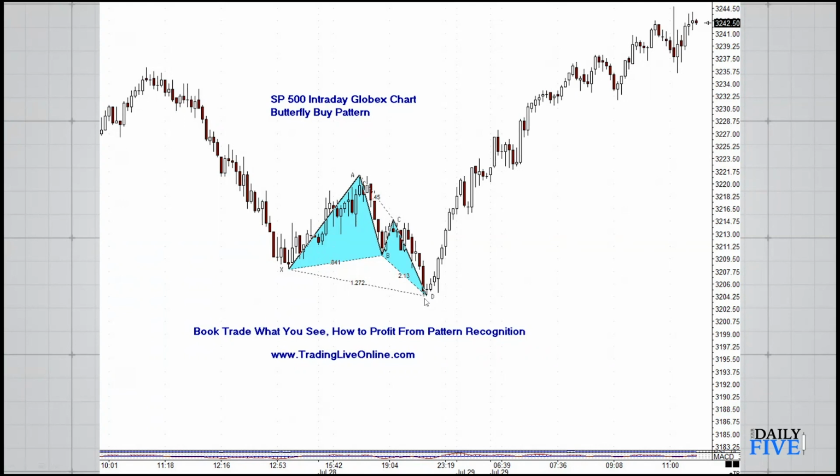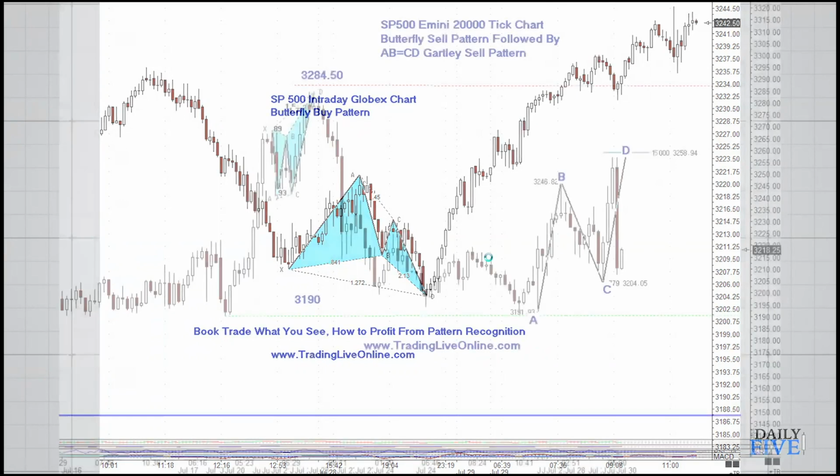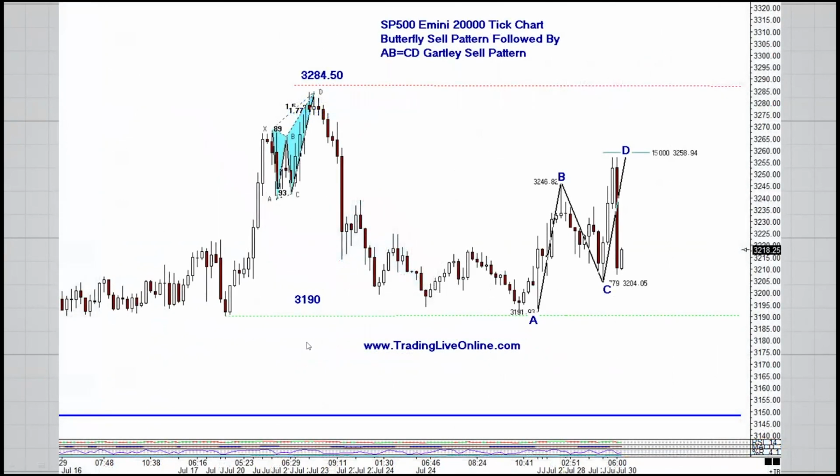So as you can see, this one formed just above that 3,200 level, down at that lower support area that I've had marked in for a little while. Okay, so now we're looking at the current chart again. These are all intraday charts this time around.